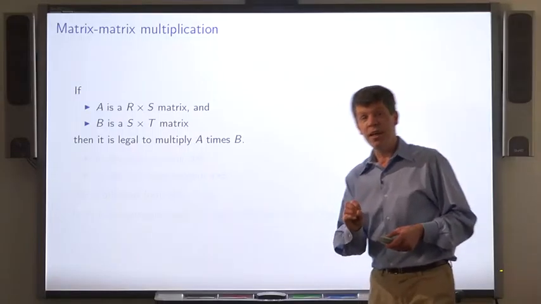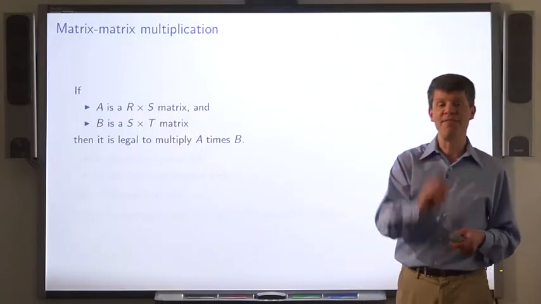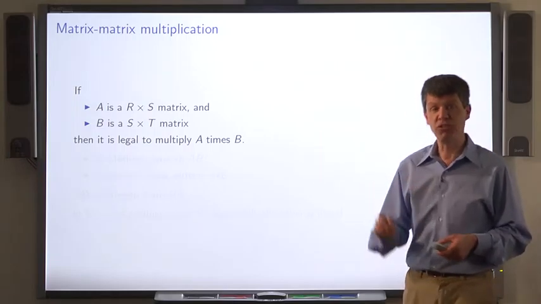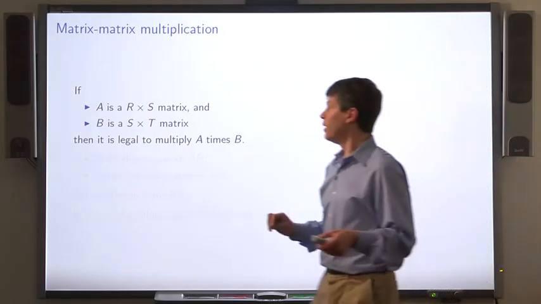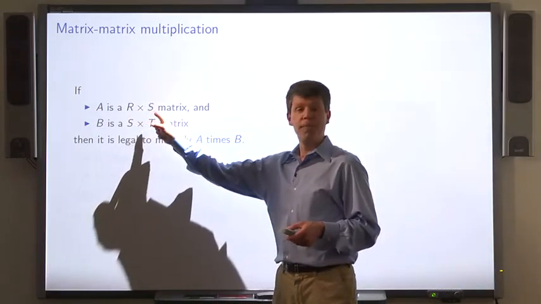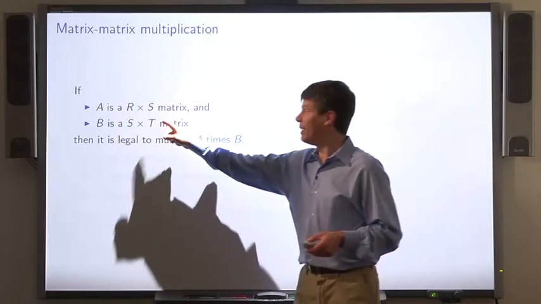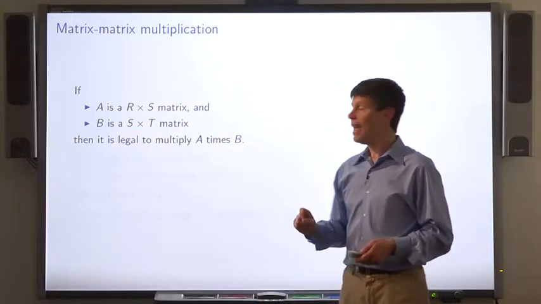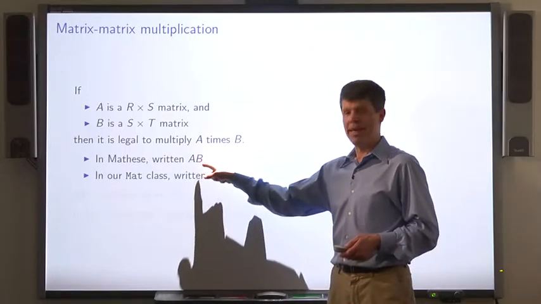Now, we've studied matrix vector multiplication and vector matrix multiplication. Now we're going to study matrix matrix multiplication. Suppose A is an R by S matrix and B is an S by T matrix. Then it's legal to multiply A times B. In Mathese, we'd write it as AB.